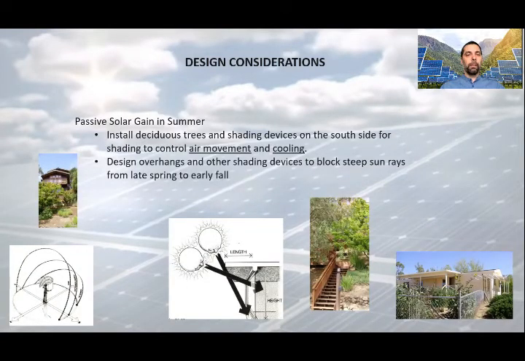Now let's see the passive solar gain in summertime. Installing deciduous trees and shading devices on the south side helps control air movement and cooling. Designing overhangs and other shading devices helps to block steep sun rays from late spring to early fall.